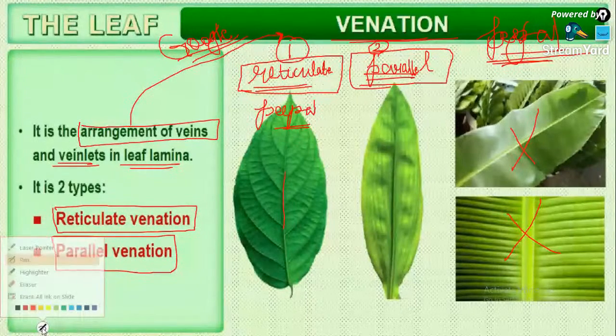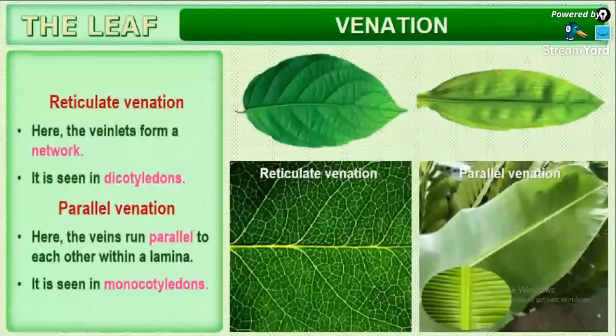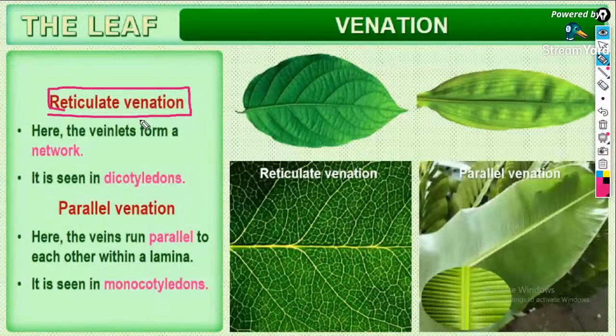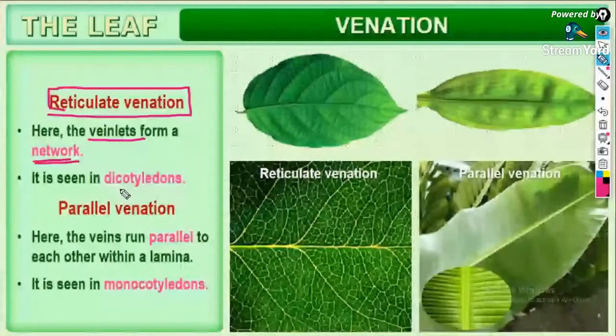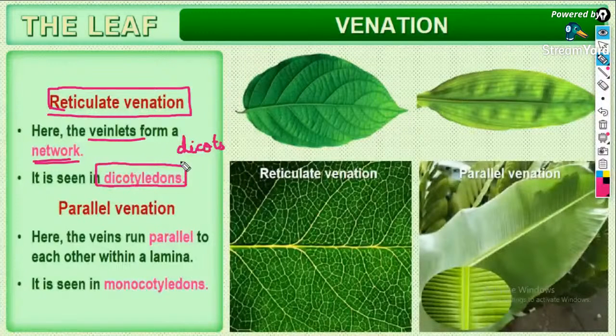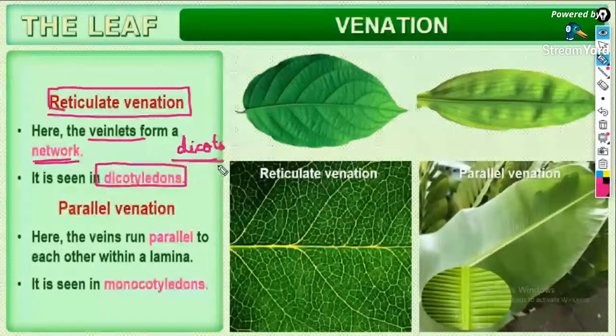Next one, reticulate venation in detail we are going to discuss today. Reticulate venation: here the veinlets form a network. It is seen in dicotyledonous plants, so it is the characteristic property of dicots.